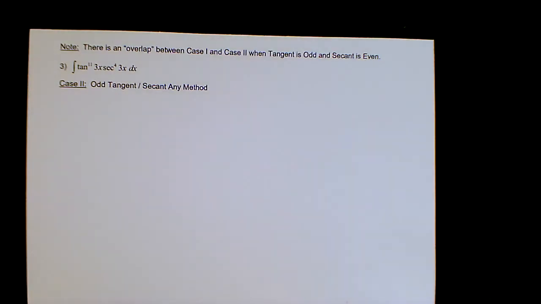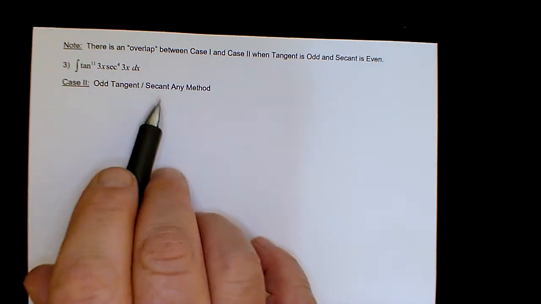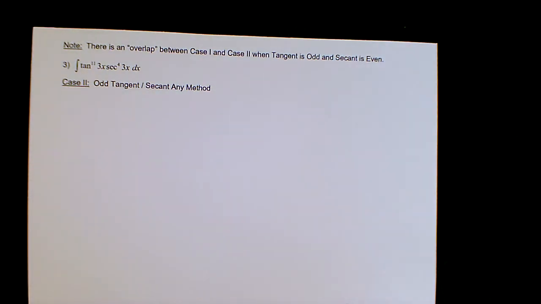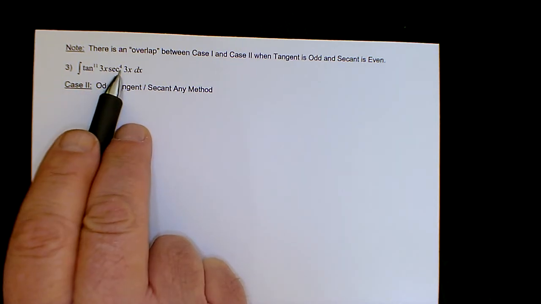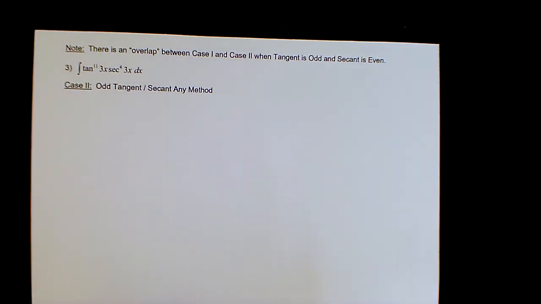So this is the second page of notes from Topic 4. And this will be the last few examples. There's actually an overlap between the situations of Case 1 and Case 2, when tangent is odd and secant is even. So we're going to show both methods on the same problem and realize that one of them is going to be shorter than the other, and pretty much it's based on the powers of the tangents and secants respectively.